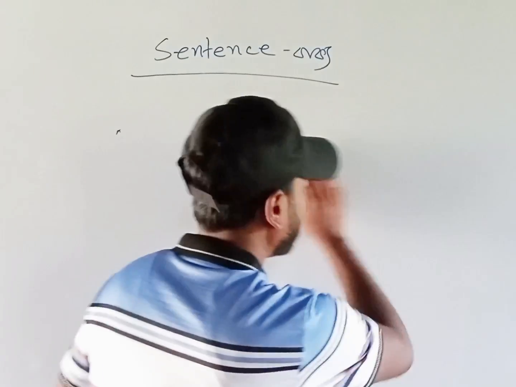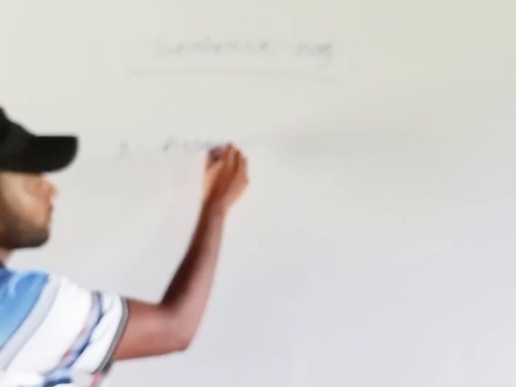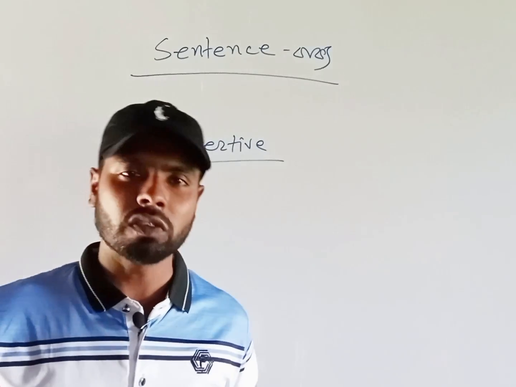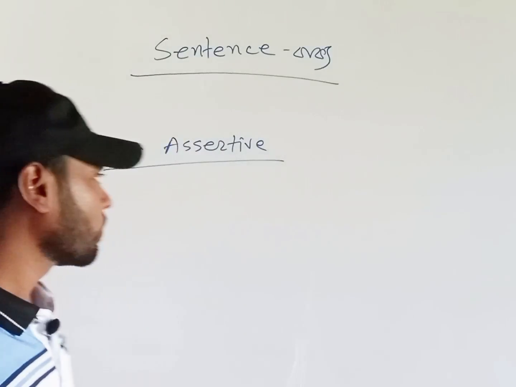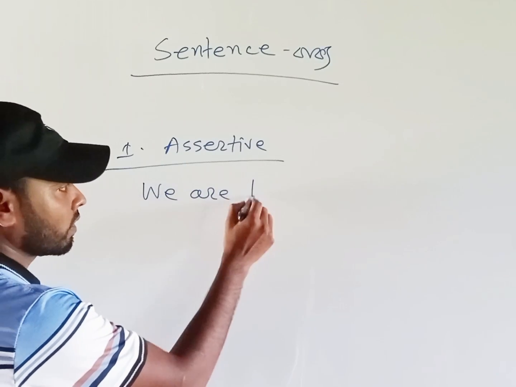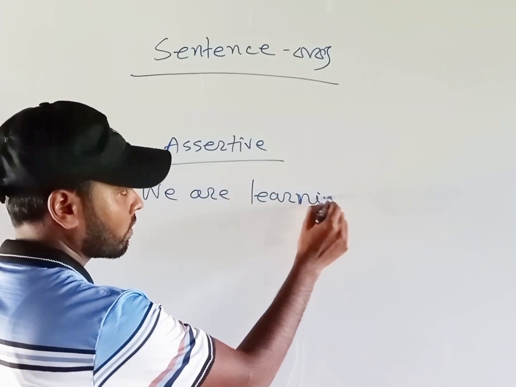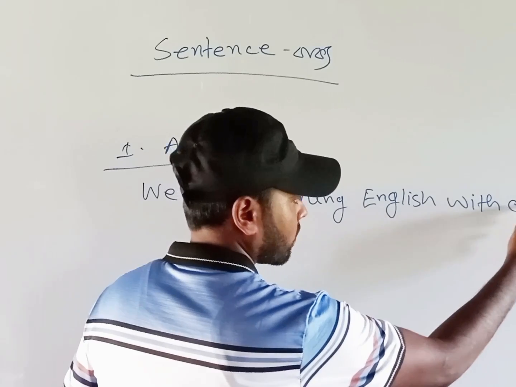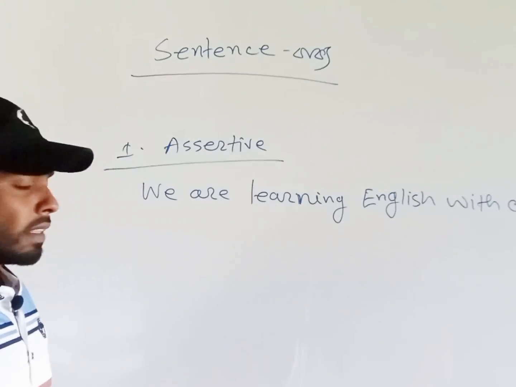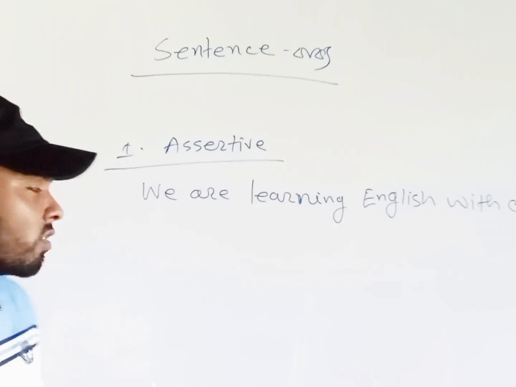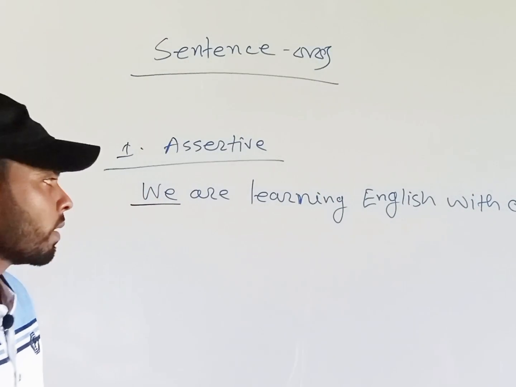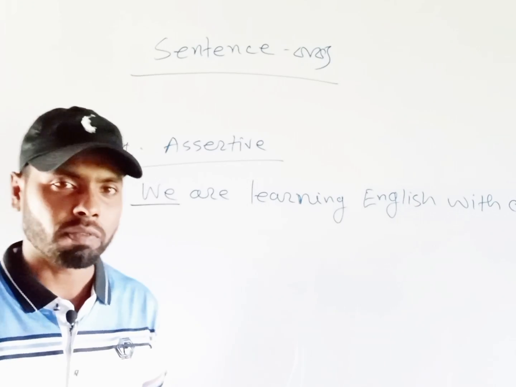Number 1, assertive sentence. What is an assertive sentence? An assertive sentence is a sentence which asserts something about any person, thing, place, etc. For example, we are learning English with care. An assertive sentence always starts with a subject and ends with a full stop.